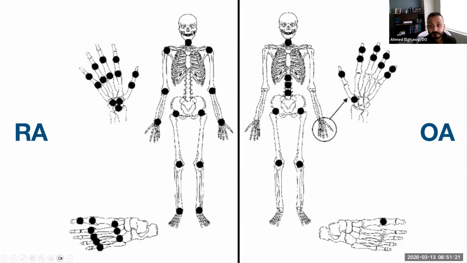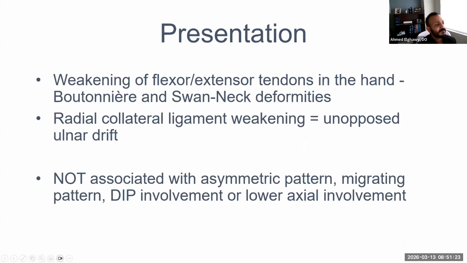So how do these present? They can develop deformities of the hands, weakening of the extensor and flexor tendons, and this can develop boutonniere and swan neck deformities. The radiocollateral ligament, for some reason, we're not sure why, becomes really weak. And then what happens is you get unopposed ulnar drift. So these patients' hands start to drift ulnarly, and that's pretty pathognomonic for rheumatoid.